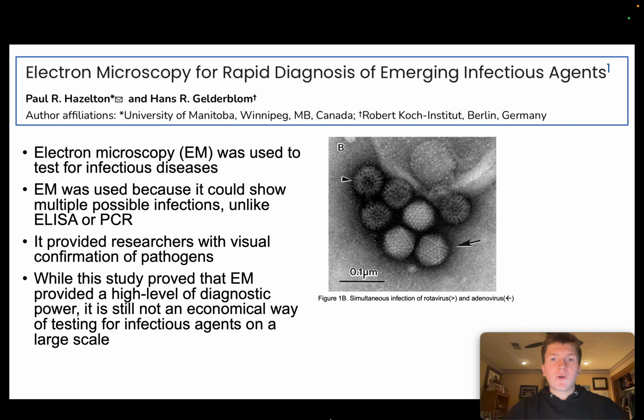So here's a real-world example of how electron microscopy was used. It was used to look at and see if an individual was infected with more than one pathogen at the same time. And it was able to prove that it was possible to see if you were infected by two different pathogens at the same time, which is advantageous over ELISA or PCR, which can only detect one pathogen at a time.